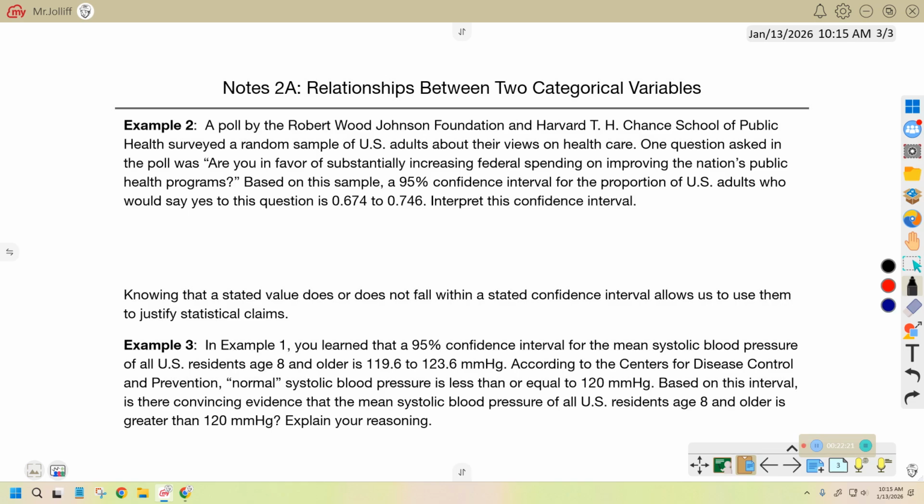Should I just write the whole thing? Or can I just say like the healthcare programs? Like, are you in favor of substantially increasing federal spending on, increasing? So it says confidence interval for the proportion of U.S. adults who would say yes to this question is sufficient, or the proportion of U.S. adults who would say yes to a question about their views on healthcare or federal spending. Yeah, some context that we know it's a proportion of the U.S. population that said yes.